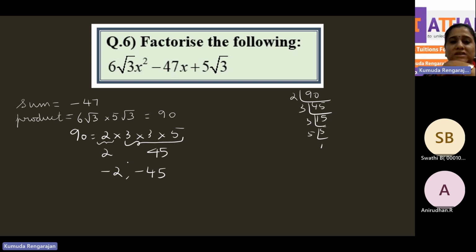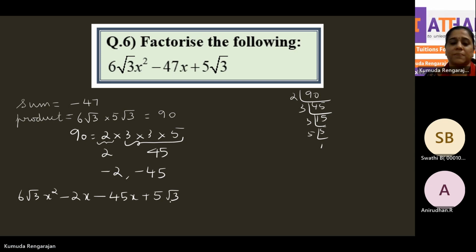I told you you'll have to use all these prime factors and make two numbers, in any order, so that you get the sum as 47. So 2 and 45, then fix the signs. So how do you split the middle term? 6 root 3 x squared minus 2x minus 45x plus 5 root 3. Now, what's common between these two?